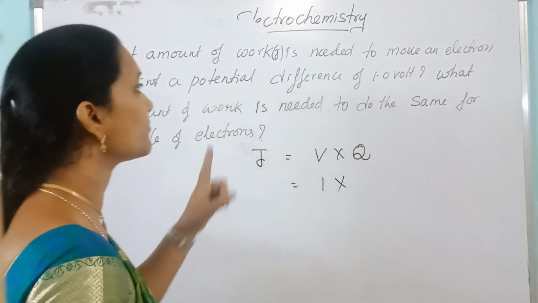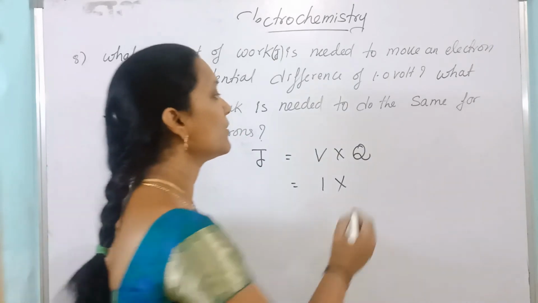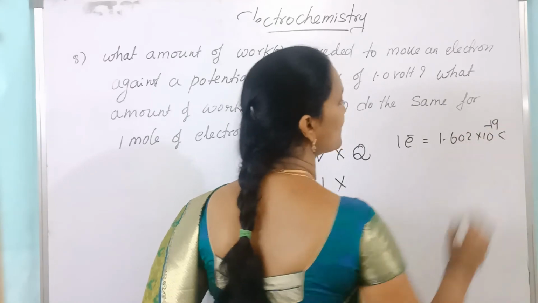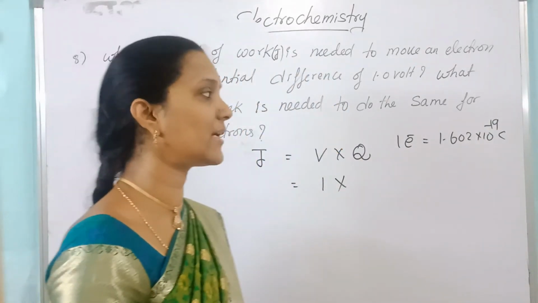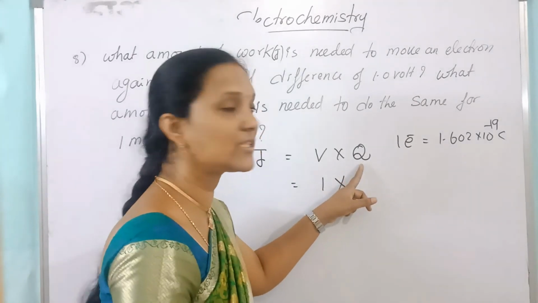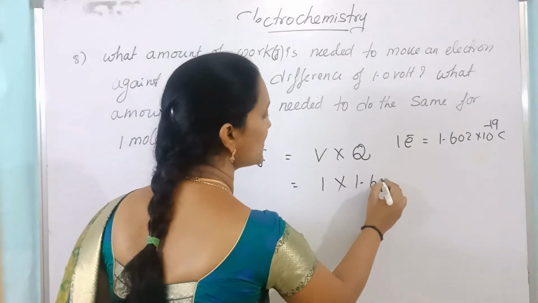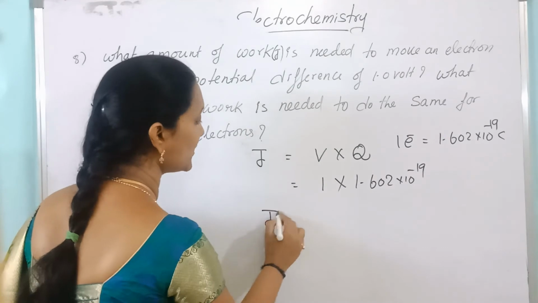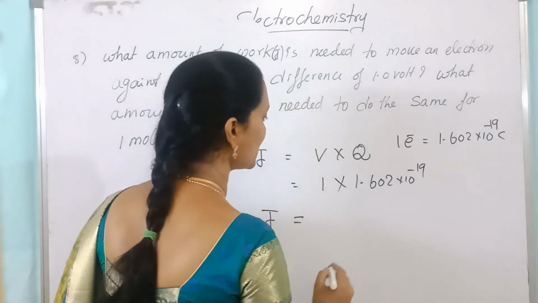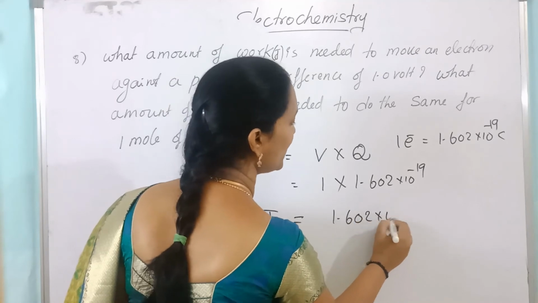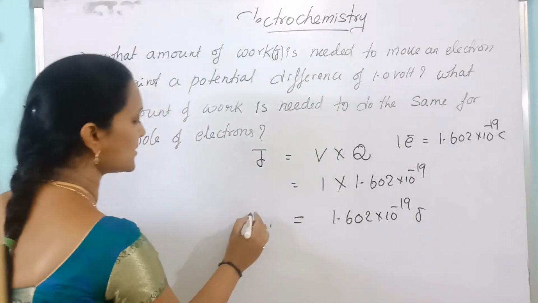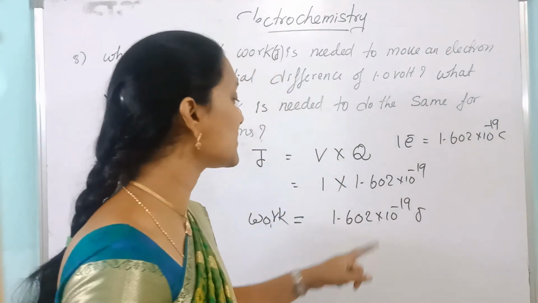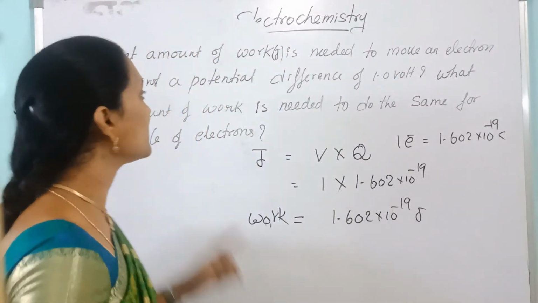How many volts? 1, into coulombs. Coulombs is the quantity of electricity. One electron's charge in coulombs, how much? 1.602 into 10 power minus 19 coulombs. Yes or no? Nothing but the quantity of electricity in coulombs. So the electrical work done for 1 electron in joules is equal to 1.602 into 10 power minus 19 joules. Because only 1 volt is passed, it is 1.602 into 10 power minus 19 joules. This is for 1 electron.